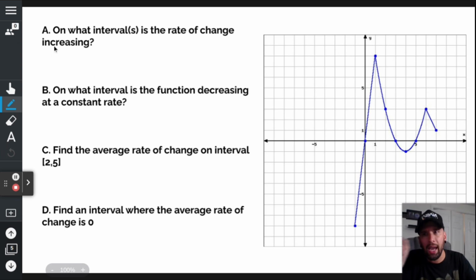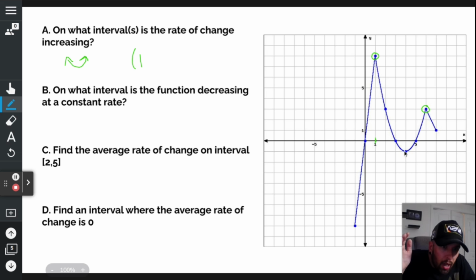So A, on which interval or intervals is the rate of change increasing? We know from the first thing that we looked at that when the rate of change is increasing, that's concave up. So on which interval or intervals do we see concave up? Only between 1 and 6. So that interval is going to be between 1, but not including 1, because technically here, I have no rate. It's 0. But it's going to be between 1 and 6.